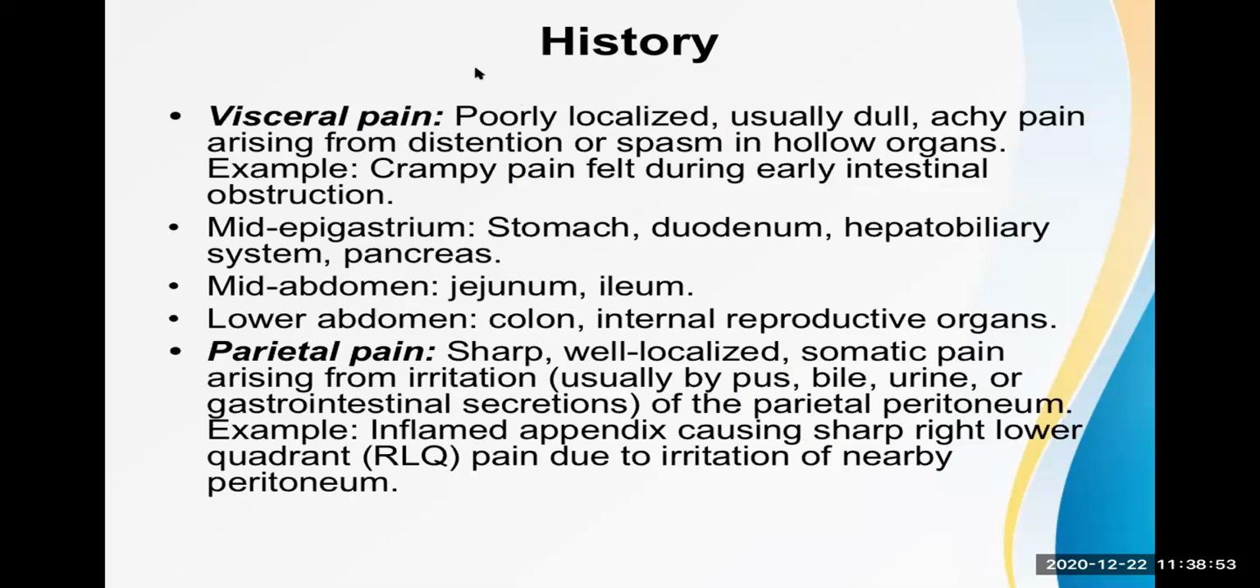So this is a poorly localized pain, usually a dull aching type of pain. This is not sharp at all, and this pain mainly develops from the distension or spasm in a hollow organ. An example is crampy pain, which is felt during early intestinal obstruction. So this is a visceral pain.